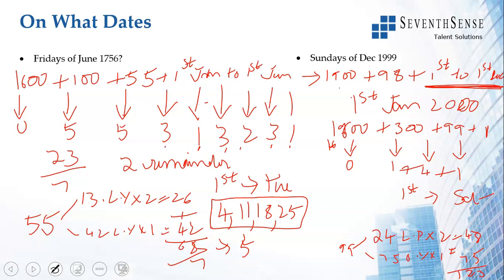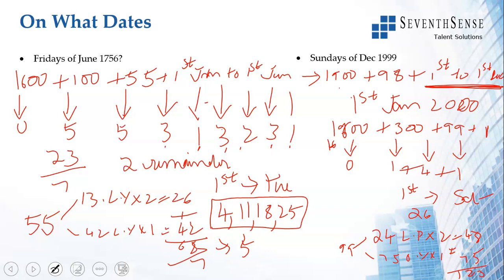They are asking for Sundays of December 1999. If 1st Jan is Saturday, 31st December is Friday. And if you go back, 30th December is Thursday, and so on. We get 26th December as Sunday. So 26th December is Sunday, 27th is Monday, 28th is Tuesday, 29th is Wednesday, 30th is Thursday, 31st is Friday, and 1st Jan would become Saturday. So 26th is a Sunday. With that logic, 26th December is a Sunday.